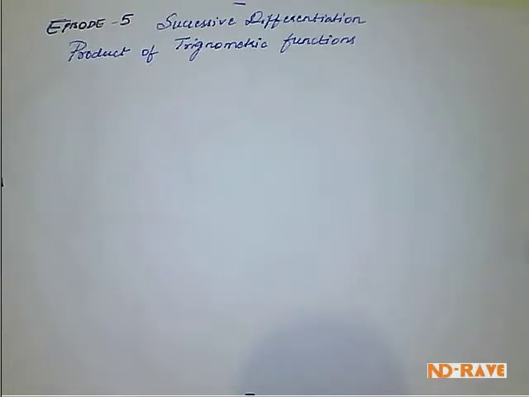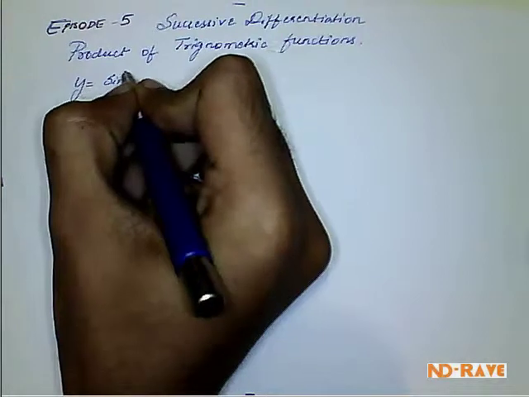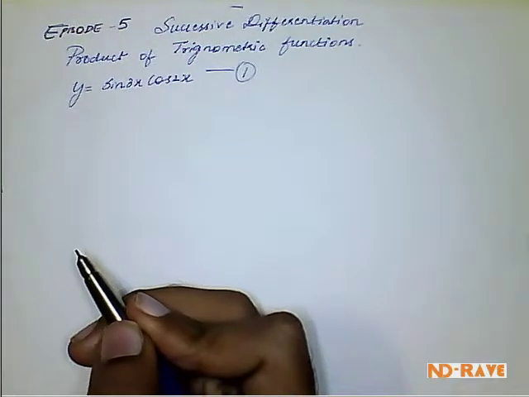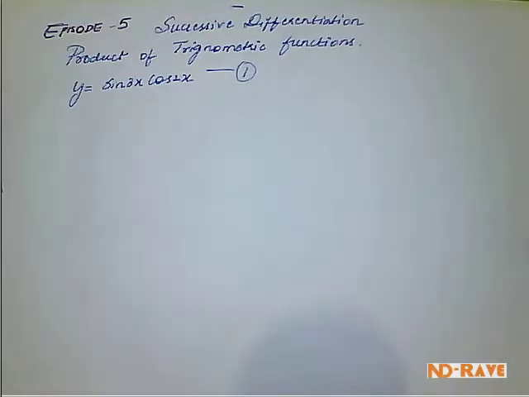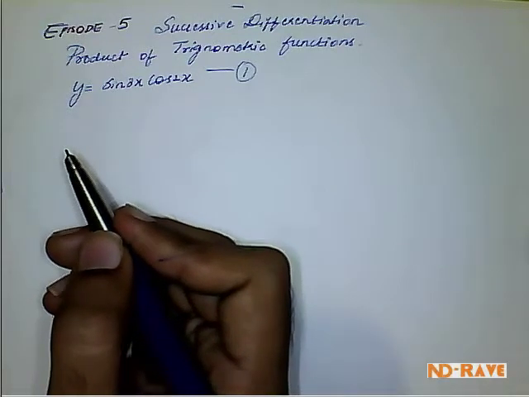So let me consider the function given to be y is equal to sine 3x into cos 2x. So this is the given function. So y is equal to sine 3x into cos 2x. So I've written it to be equation 1 as we follow it. So now let's proceed with differentiating.